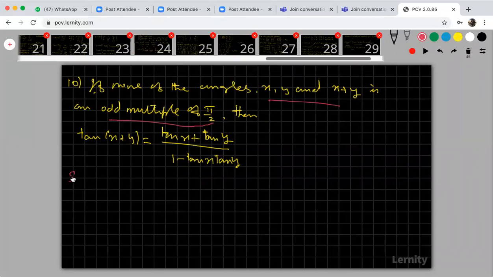Okay, so the solution is: I'm going to take tan(x + y). Actually, what is tan x? It is nothing but sine of (x + y) divided by cos of (x + y).